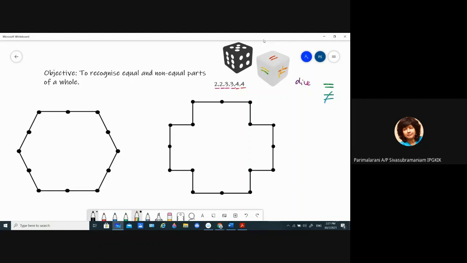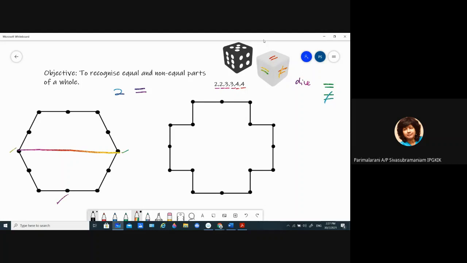The students can play this in pairs. The first child will throw the dice. Say the first child gets 2 and equal to. Say we are playing only with the first diagram here. They can join any 2 dots to show two equal parts. Supposing the child draws like this, now we have two equal parts. So these two dots have already been used.